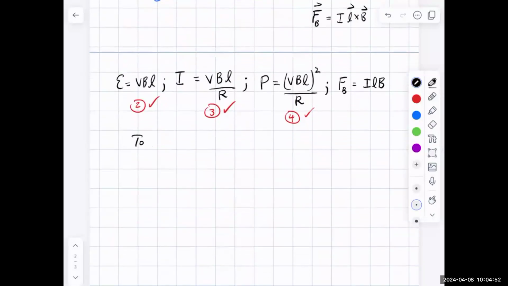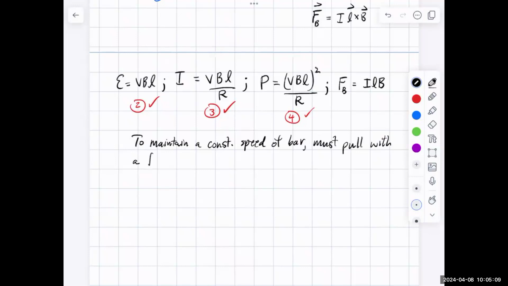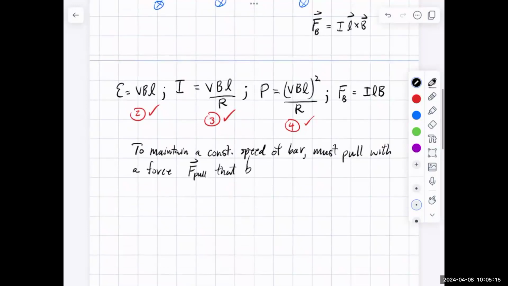So to maintain a constant speed of the bar, we must pull with a force, let's call it F pull, that balances the magnetic force F_B acting on the current in the bar.